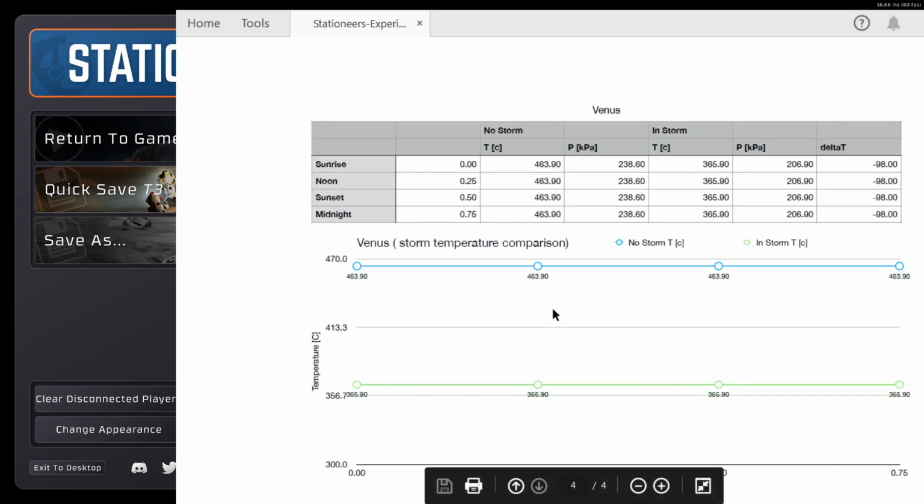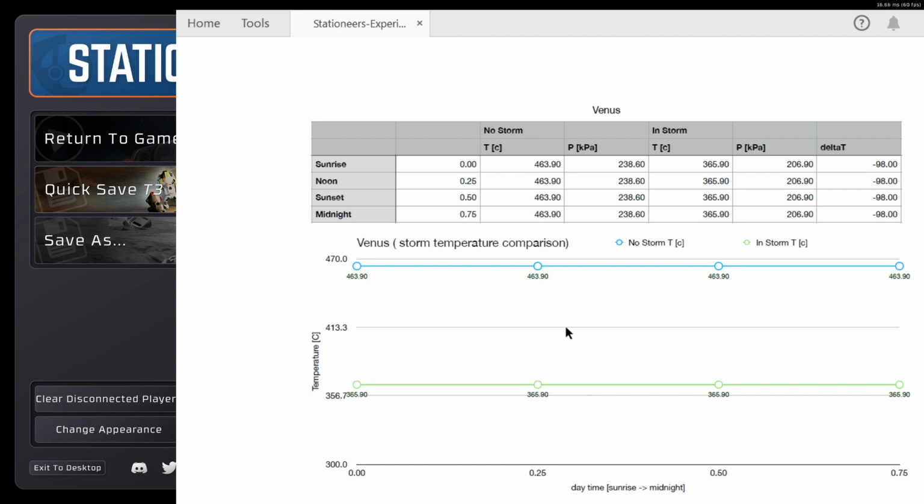The last planet, of course, Venus, has a constant temperature over all day cycles, and it has a constant temperature change. It's dropping the temperature to 365 degrees. Or let's make it 366 degrees. So Venus is pretty easy to remember. Now, the question is, what can you do with this?